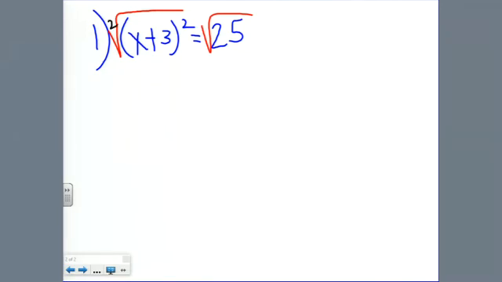Now the root and the exponent cancel each other out. And we're left with just x plus 3. Don't forget, when you take the square root of a number, you have to put a plus and a minus in front of it. So the square root of 25 is plus or minus 5. Now we're almost finished. To finish solving for x, we need to subtract 3 from both sides.